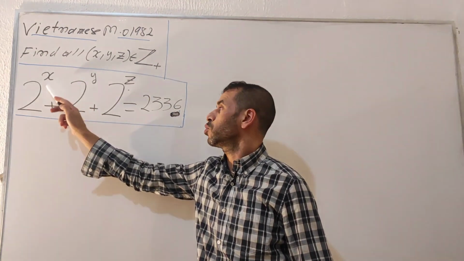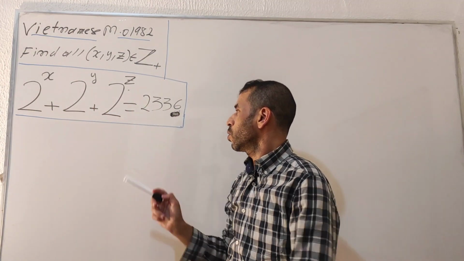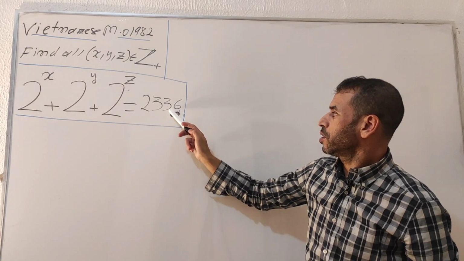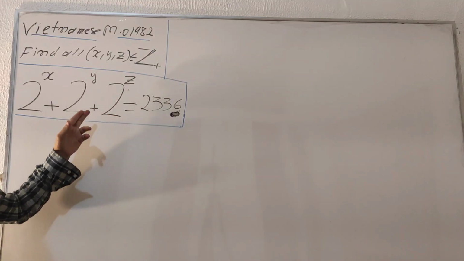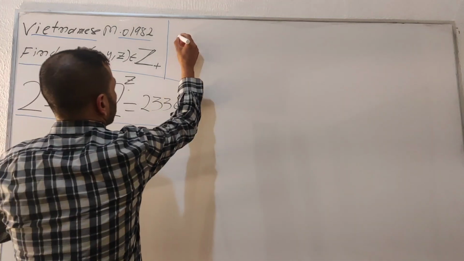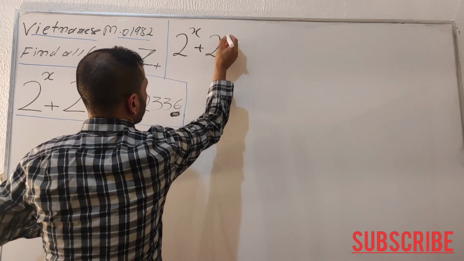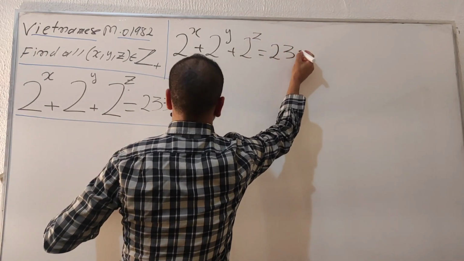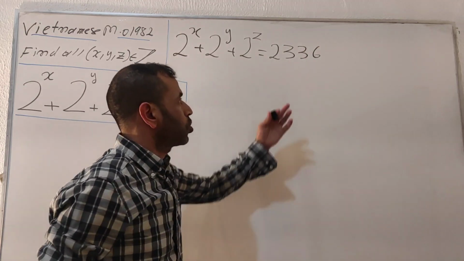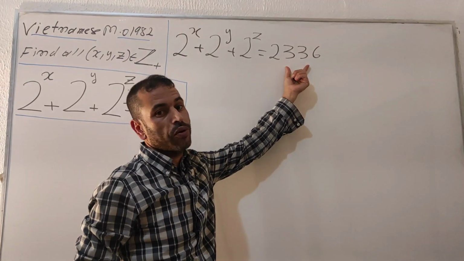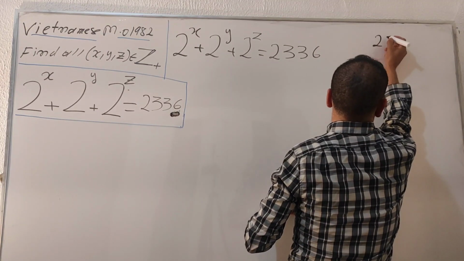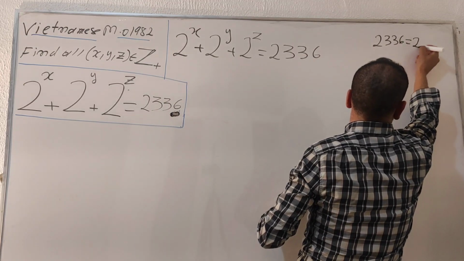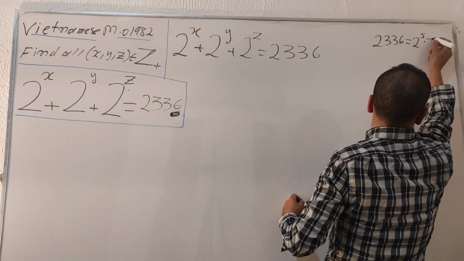For each term, we have 2 to the x plus 2 to the y plus 2 to the z. We want this sum to equal 2336. Okay? Let's get started by solving this equation. So I get 2 to the x plus 2 to the y plus 2 to the z equals 2336. If you write this in the form of a prime factorization, we will see that 2336 is the same as 2 to the fifth multiplied by 73.